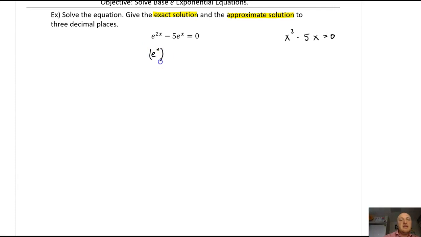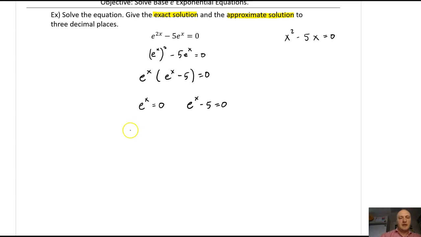So again, e to the power of 2x is the same thing as e to the x squared. So I will rewrite that. I'm going to take out what they have in common, which in this case is an e to the x term. So that leaves me with e to the x minus 5 is equal to 0. I'll now use the zero product property. So e to the x is equal to 0, and e to the x minus 5 is equal to 0.